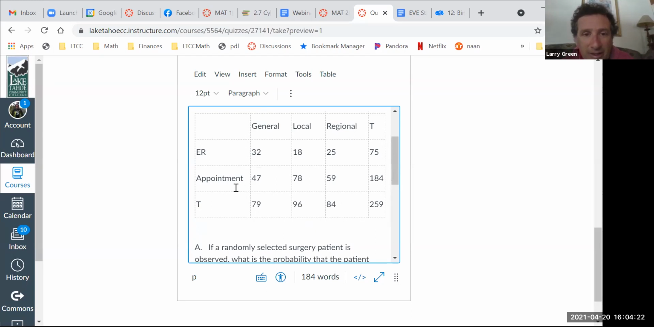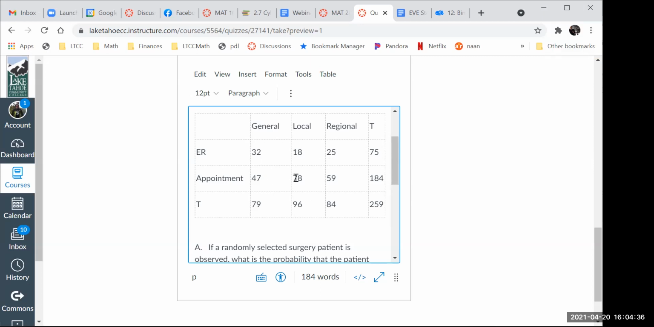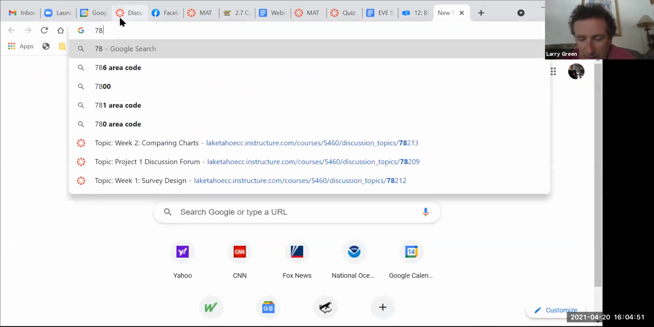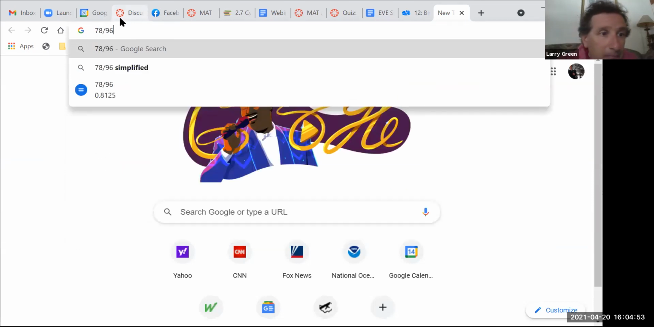So what's the numerator for appointment given local? 78. Yep, 78. And the denominator? 96. 96. So that's 78 over 96. This is the one time where you actually do want to get in a calculator, 78 over 96. And I get 0.8125.